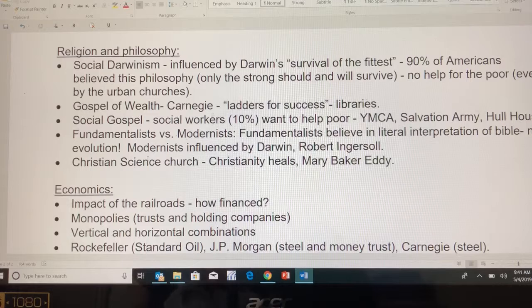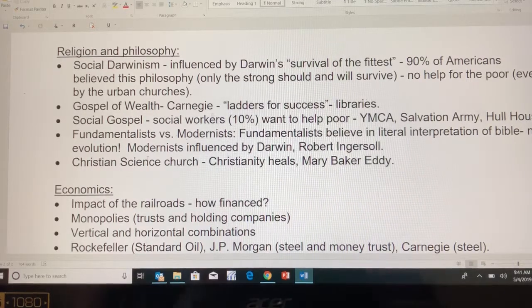However, on the other side is this idea of the gospel of wealth that Carnegie endorses, that it is the task of the wealthy man to be the trustee for his poor brethren, and that they should create ladders of success, provide them opportunities so that they can move up in society. And one of the things that he'll do is the establishment of libraries.